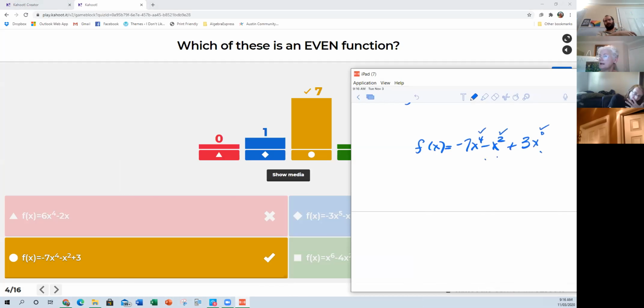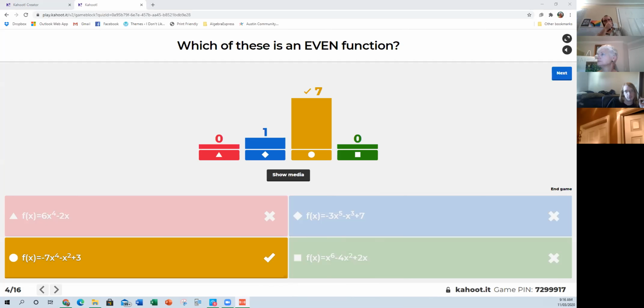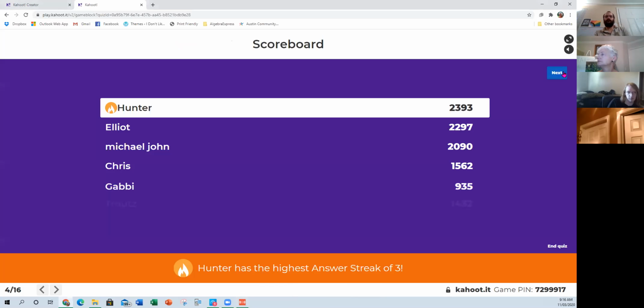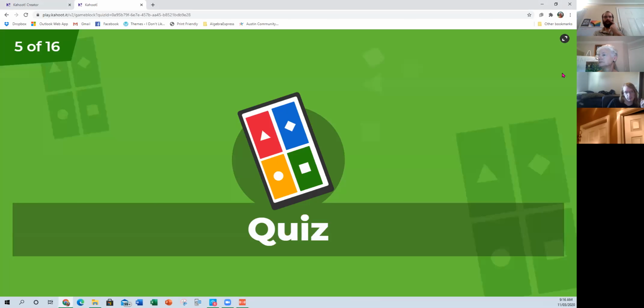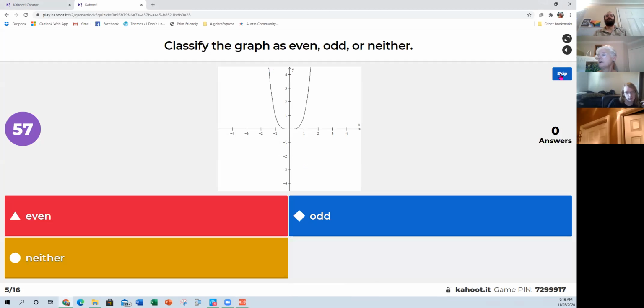So that is even. The blue one is f of x equals negative 3x to the fifth minus x to the third plus 7. So this would be odd, this would be odd, and this would be even. So this one is neither. Now we're looking at the graphs. Would this one be even, odd, or neither?